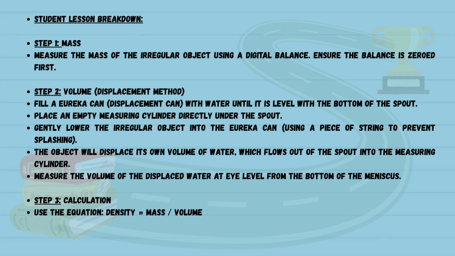The object will displace its own volume of water, which flows out of the spout into the measuring cylinder. Measure the volume of the displaced water at eye level from the bottom of the meniscus. Step 3, calculation. Use the equation density equals mass over volume.